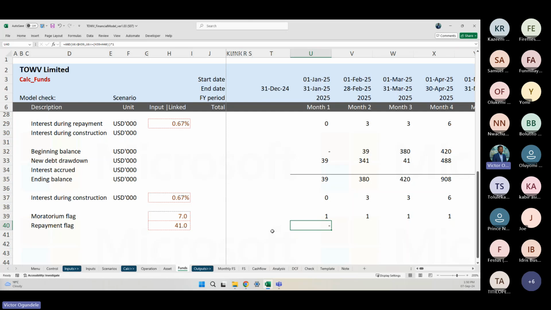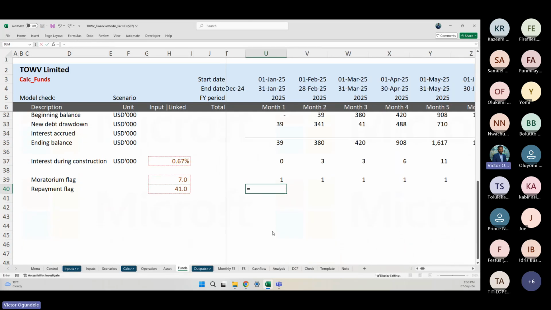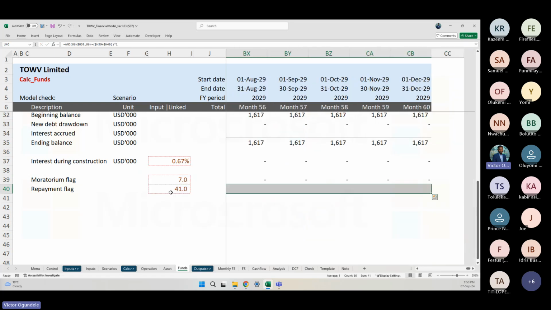So let me do that again. Equal to AND function, the period here, which I have month 1, month 2, number 1, it should be greater than my moratorium period, which is after the moratorium period, it should start counting, comma, then the period I have, this is my month list, should be lesser than or equal to, open my bracket, my moratorium period, which I'm going to keep the column constant, plus my repayment period, also keeping the column constant, close the bracket 2 times, and multiply by 1. And I can drag it across the forecast period.